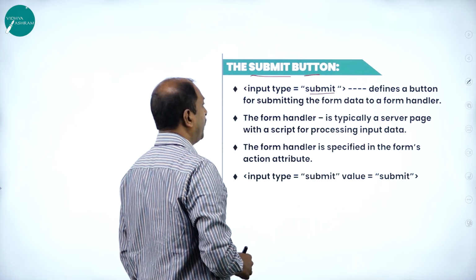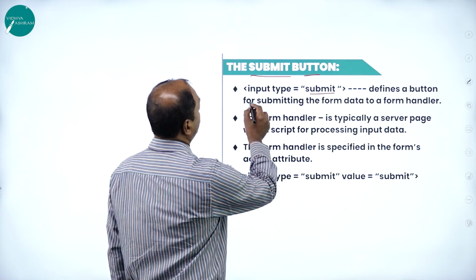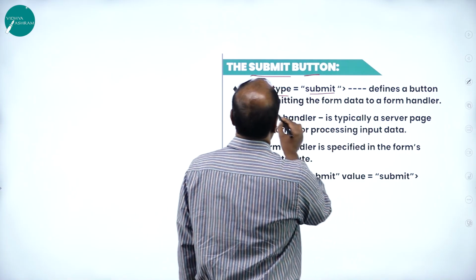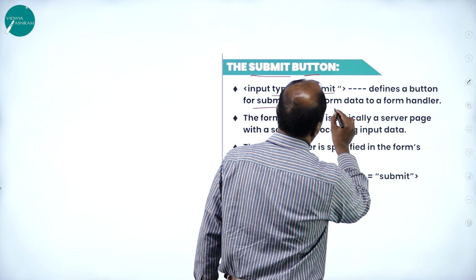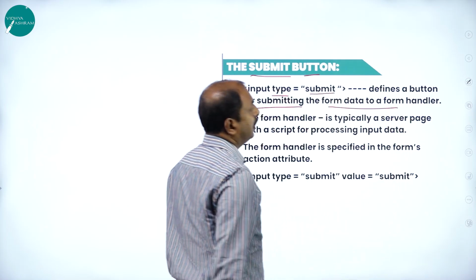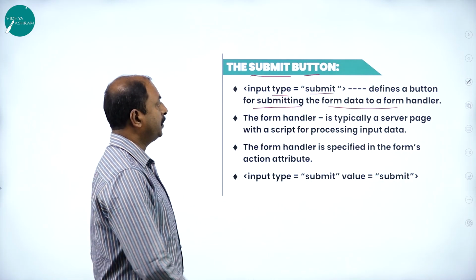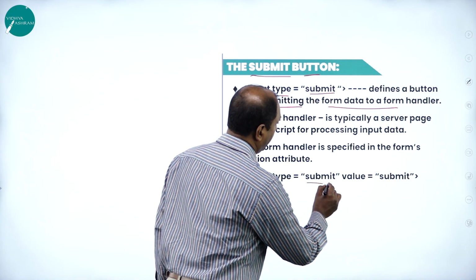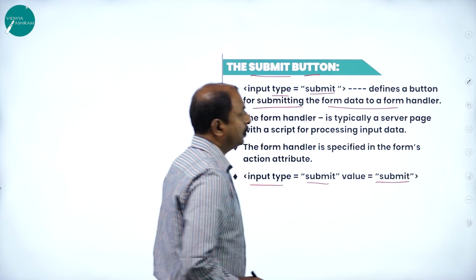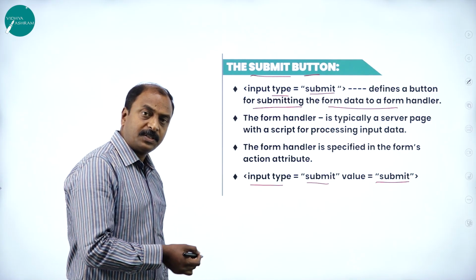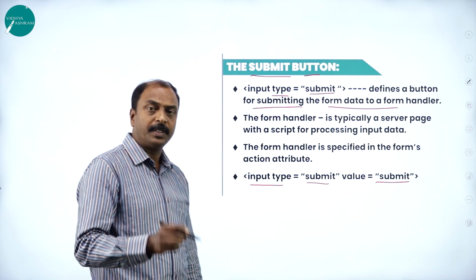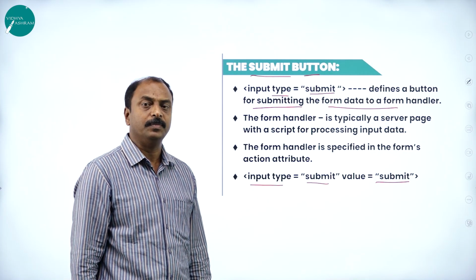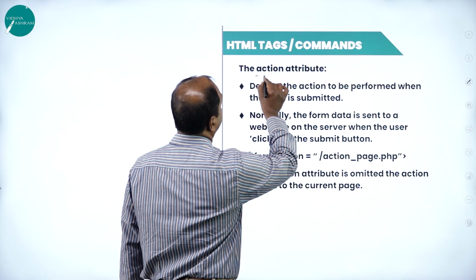So how do we define a submit button here? Input type equal to submit. It defines a button for submitting the form data to a form handler. So this is the syntax here: input type equal to submit, value submit. When you process this, you will get one submit button at the bottom of your form elements or electronic forms.